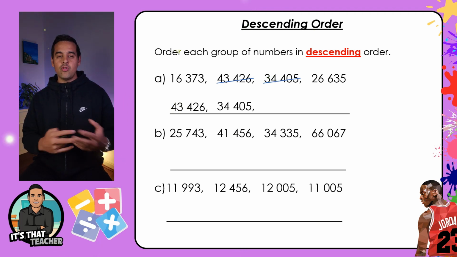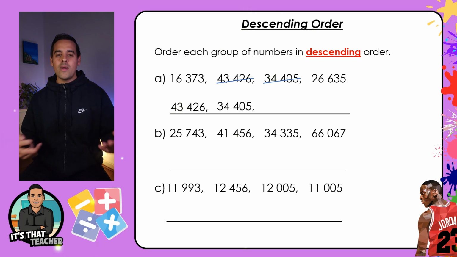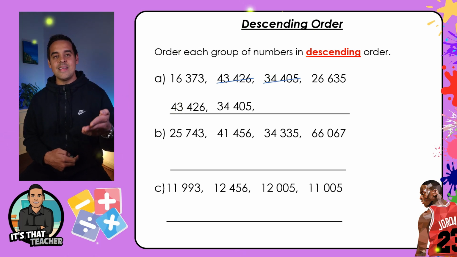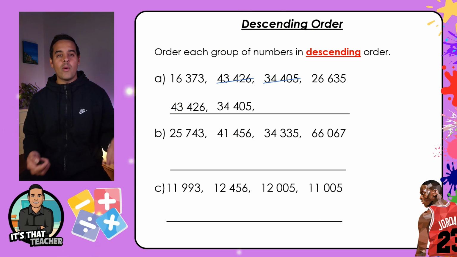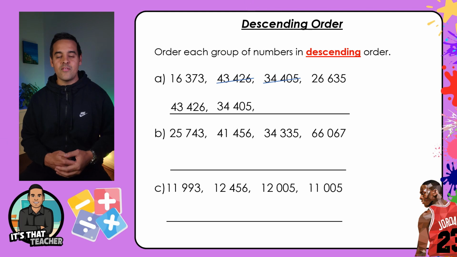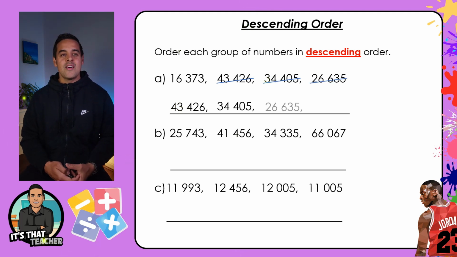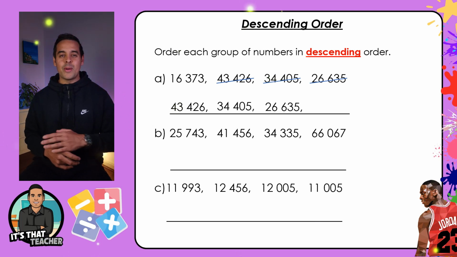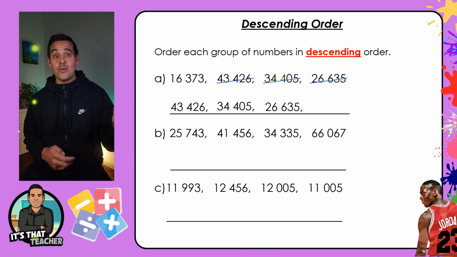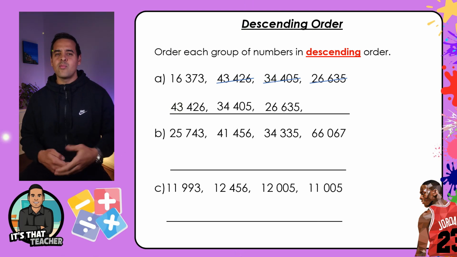Now we're only left with 2 options here, 16,373 or 26,635. 26,635 is the next largest number. Cross it off and put it below. Finally, the beauty with this method is when you're at the last number, you're completely finished, because there's only one option left. We've worked through all the numbers. We've put crosses so that we don't get confused, and we know we only have one option left.